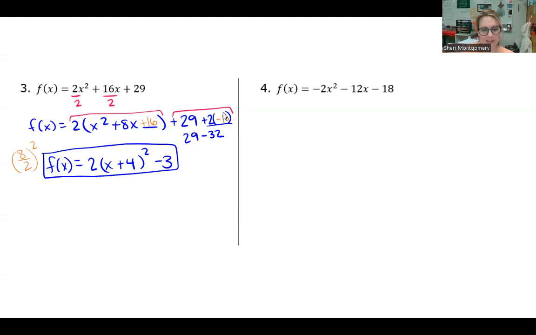So for this one, what is my A value? 2. And then instead of saying what is H and K, I'm going to put it as a vertex. So what is H? Negative 4. And what is K? Negative 3. So that is my vertex point.